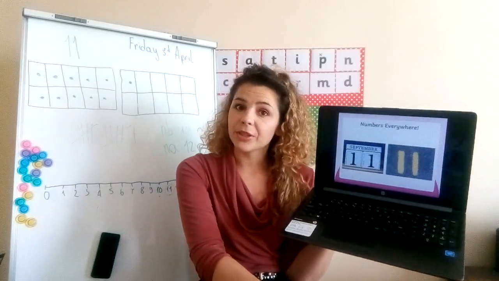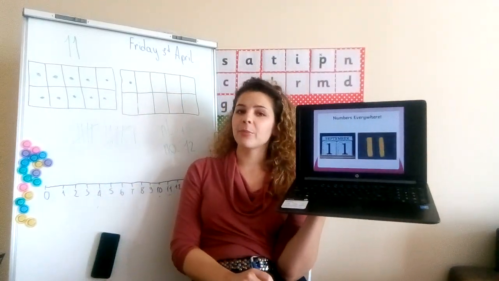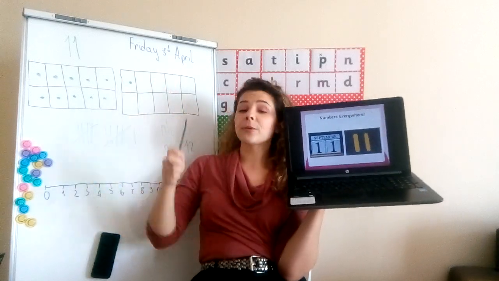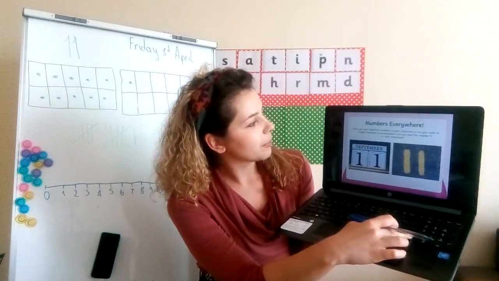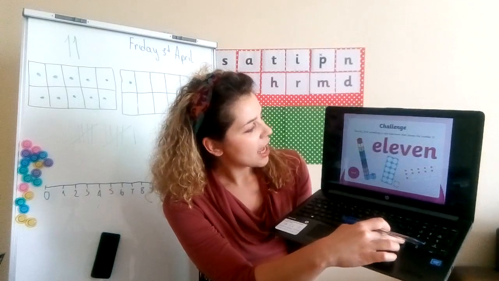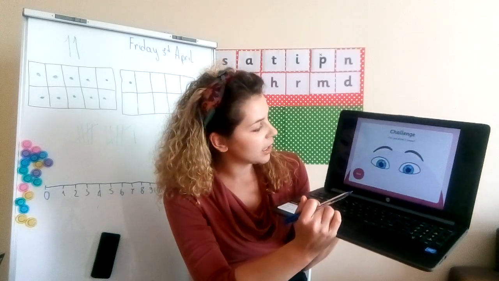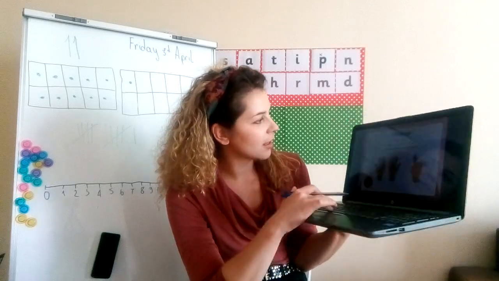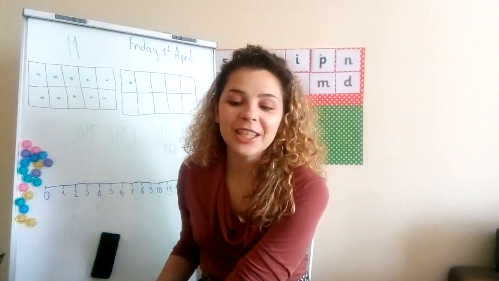We also use numbers for dates. So, for example, today is the 3rd of April and we have number 3 here. So 3 plus 8 is 11. In 8 days from today is going to be the 11th of April. Okay, and these are some special challenges. So I'm just going to be curious and click on one of these. And it says, can you blink 11 times? Okay, so those are some challenges for you to have fun.